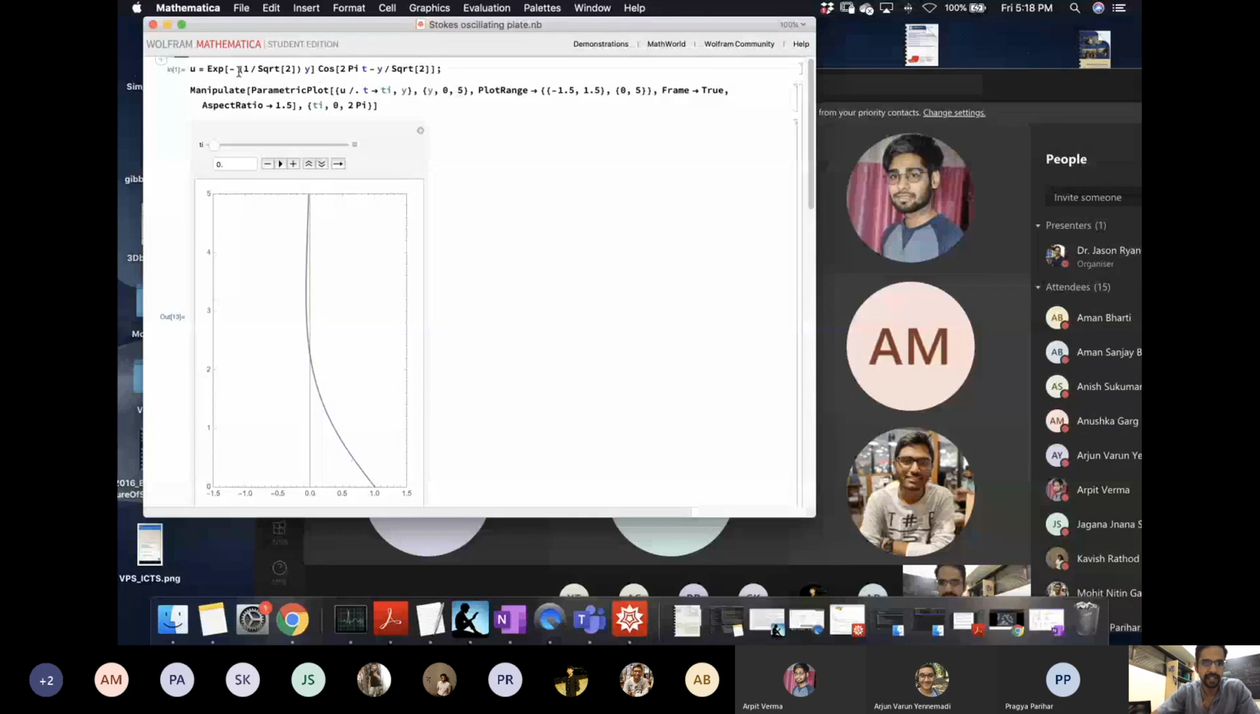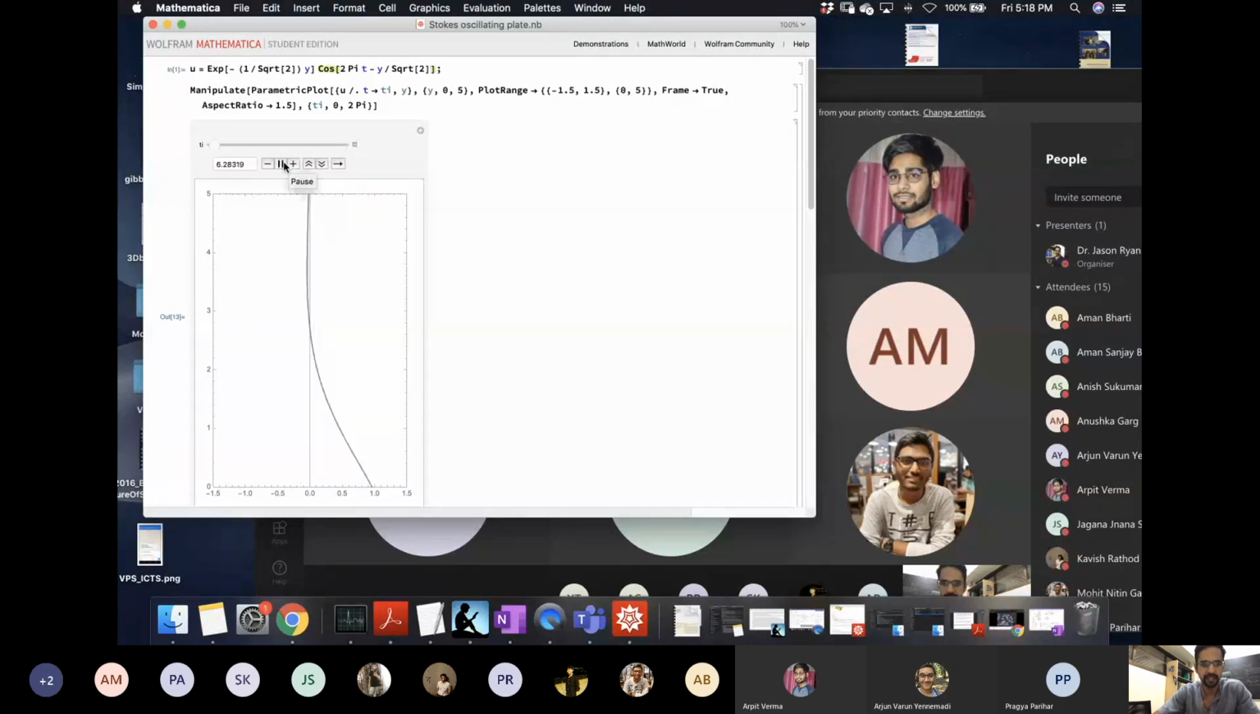Okay, so this is the expression, exponential of minus alpha y, that's 1 over square root of 2, times cosine 2 pi t minus this g of y, which was y by square root of 2. And I'm now plotting it for different times. The x-axis is the velocity, and the vertical direction is y. So you see that it starts moving with the plate, and then as you move away, it decays.